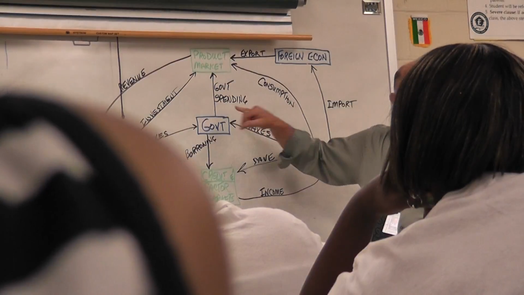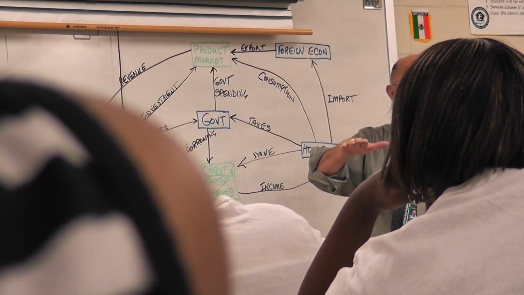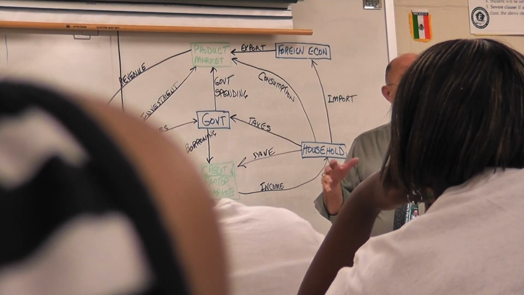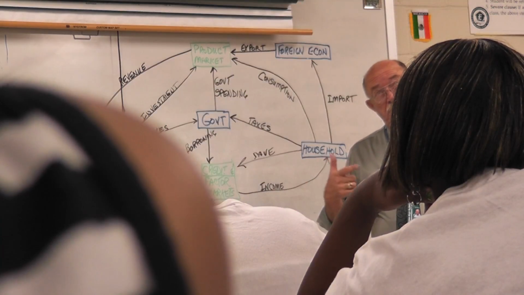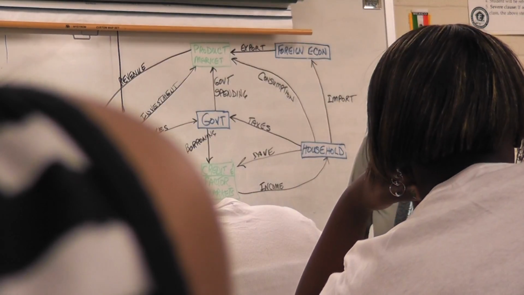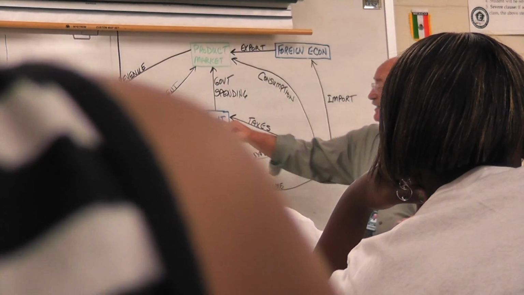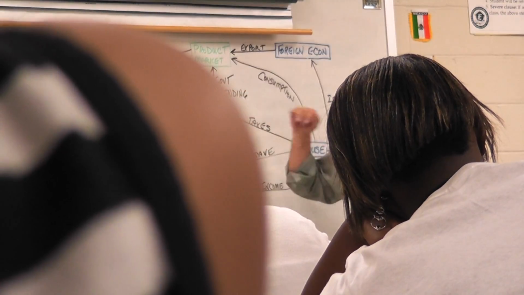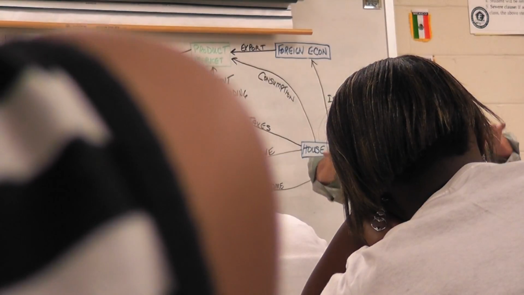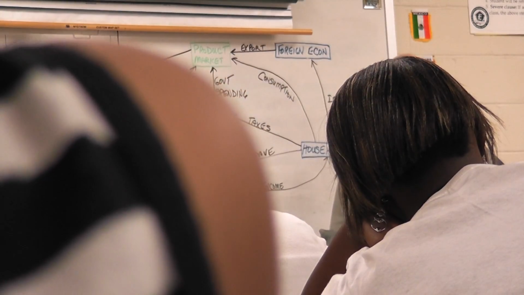Now, if these two figures are equal, we have what is called a balanced budget. If the amount of taxes coming in equals the amount of spending going out, then you have a balanced budget. We haven't had one of those since 1999. All right? So it's been a while.